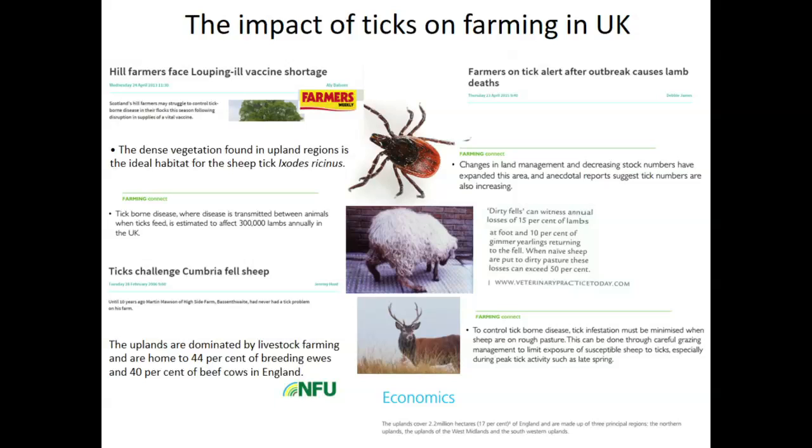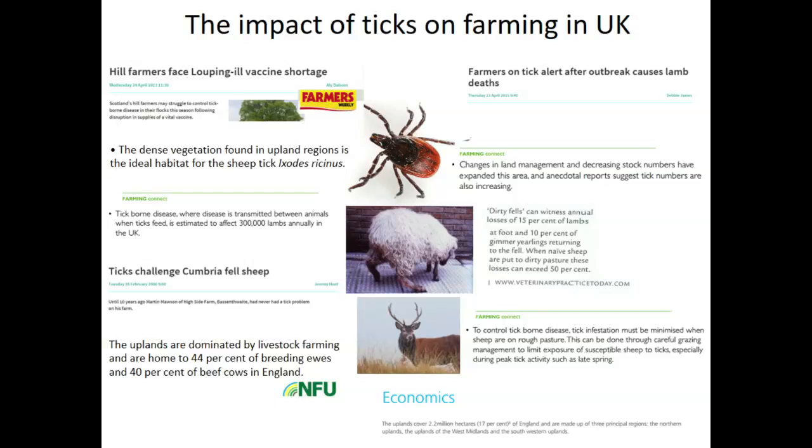And I've just picked a few headlines here from Farmers Weekly, which I'm now an avid reader, and Farmers Guardian and other sites, just to help illustrate my point. So there's been a long-standing strong association with ticks and hill farming. And with 2.2 million hectares of uplands across the UK holding up to 44% of breeding ewes and 40% of beef cows, it gives you some idea of the scale of the problem or the potential problem that we could have.